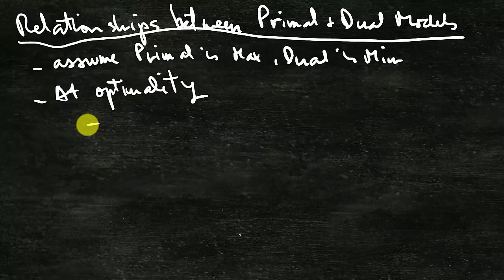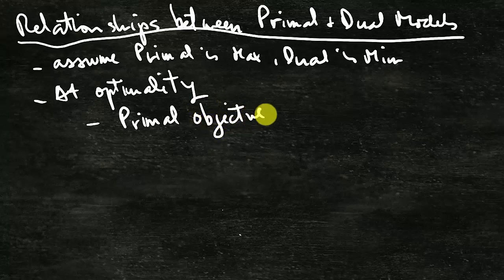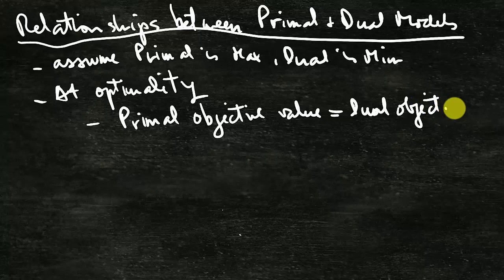Okay. Now at optimality, we've observed these things, that the primal objective value, which was 11.5, is always going to be equal to the dual objective value. So this is not just for this example, this is true in general.